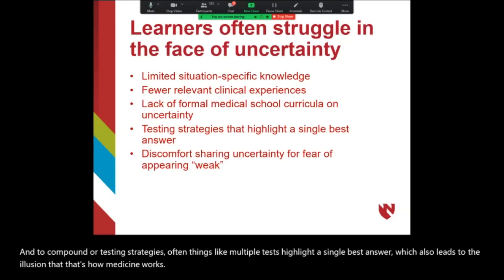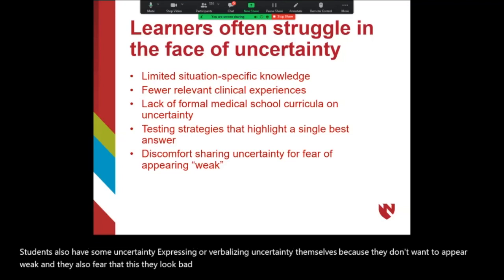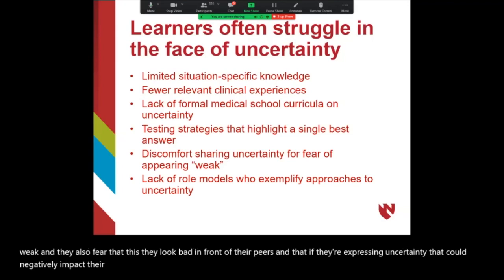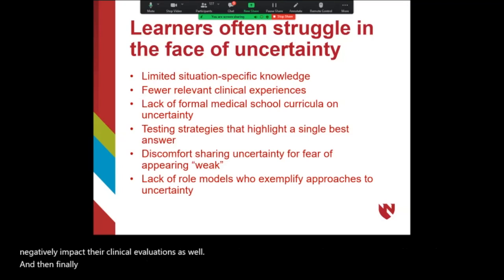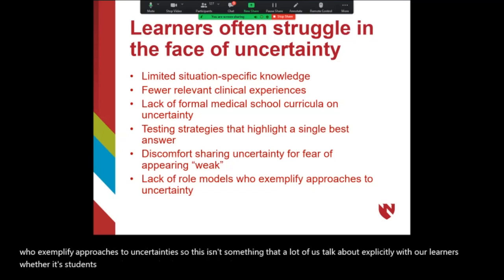Students also have some uncertainty expressing or verbalizing uncertainty themselves because they don't want to appear weak. And they also fear that they'll look bad in front of their peers, and that if they're expressing uncertainty, that could negatively impact their clinical evaluations as well. And then finally, in a piece that I want to focus on as we do the second half of this presentation, there's a lack of role models who exemplify approaches to uncertainty. So this isn't something that a lot of us talk about explicitly with our learners, whether it's students or residents or fellows. But I would advocate that maybe we change the mindset on that and discuss this a little more explicitly.